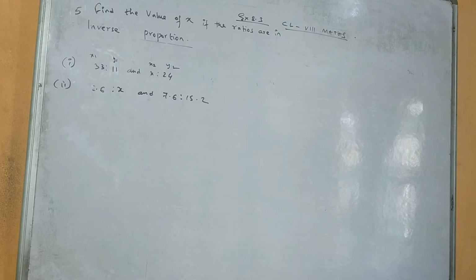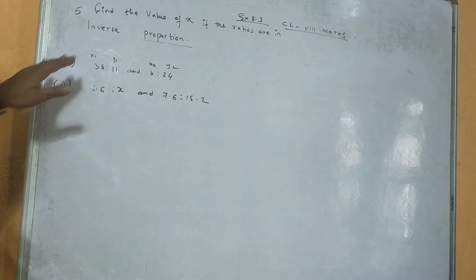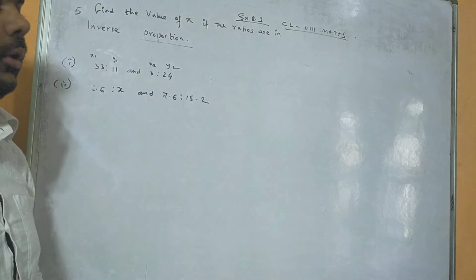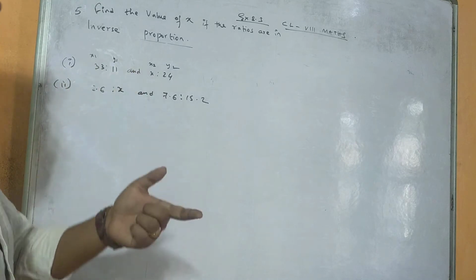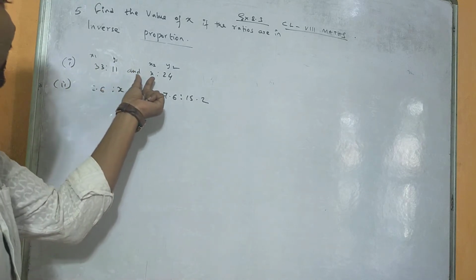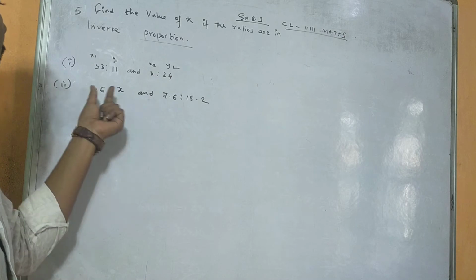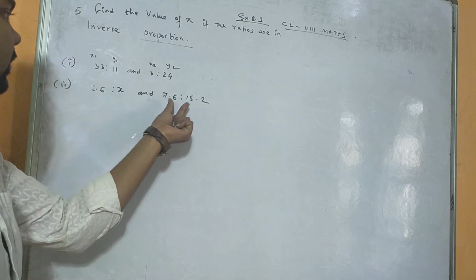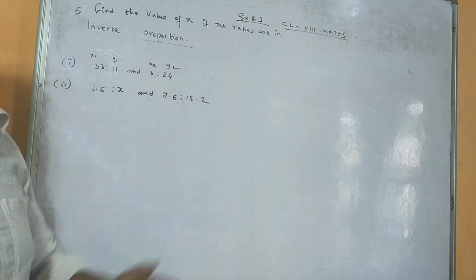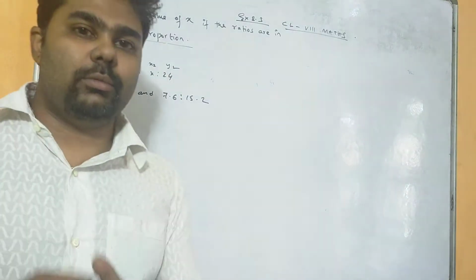Second question we have, find the value of x if the ratios are in inverse proportion. Okay, so same way like the previous question, we have 33 is to 11 and x is to 24, and 2.6 is to x and 7.6 is to 15.2. So these two questions we will be solving. Now it is in inverse proportion.